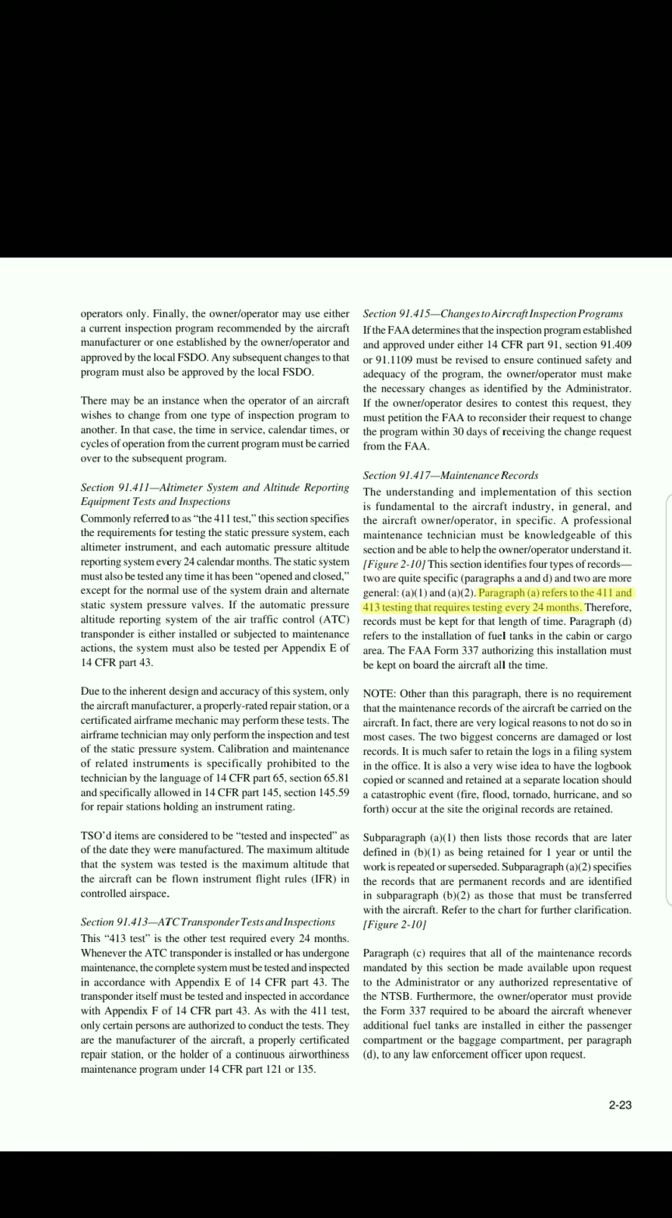Paragraph A refers to the 411 and 413 testing that requires testing every 24 months. Therefore, records must be kept for that length of time. Paragraph D refers to the installation of fuel tanks in a cabin or cargo area. The FAA Form 337 authorizing this installation must be kept on board the aircraft all the time. Note, other than this paragraph, there is no requirement that the maintenance records of the aircraft be carried on the aircraft. In fact, there are very logical reasons to not do so in most cases.